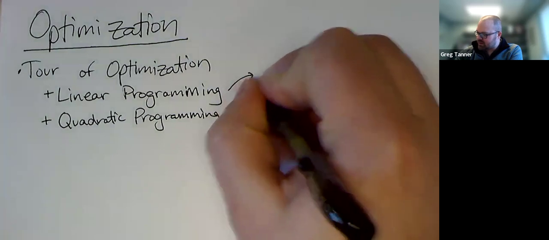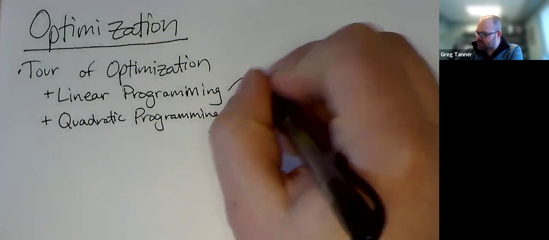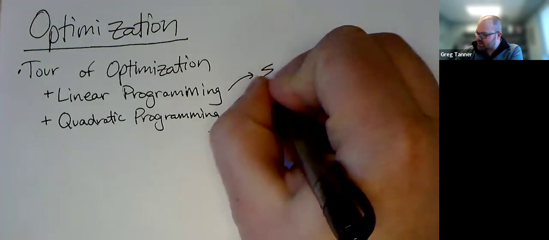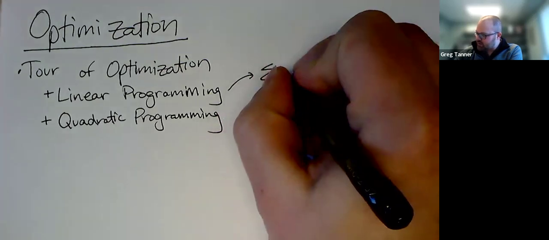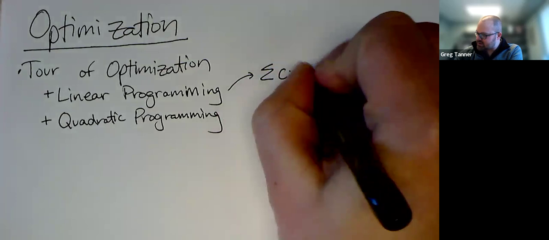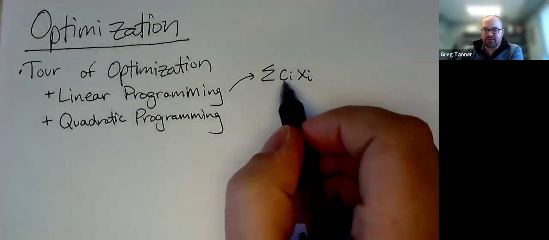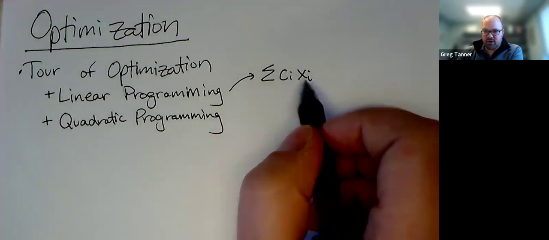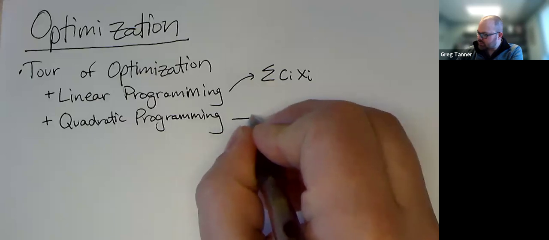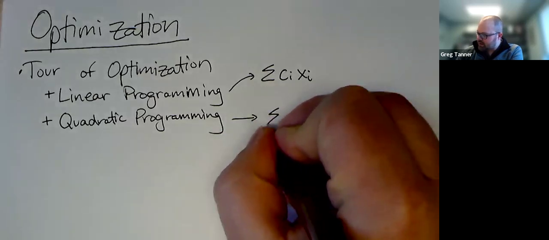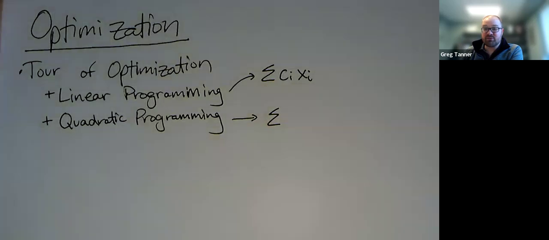Well, maybe let's talk about a linear constraint or a linear objective. It looks like the sum of c_i x_i, and we want to maximize this quantity, where c is some costs or weights or coefficients, and the x_i's are our decision variables. In quadratic programming, we're going to look at objectives with quadratic terms, meaning that there's multiplication between decision variables and also squares of the decision variables.